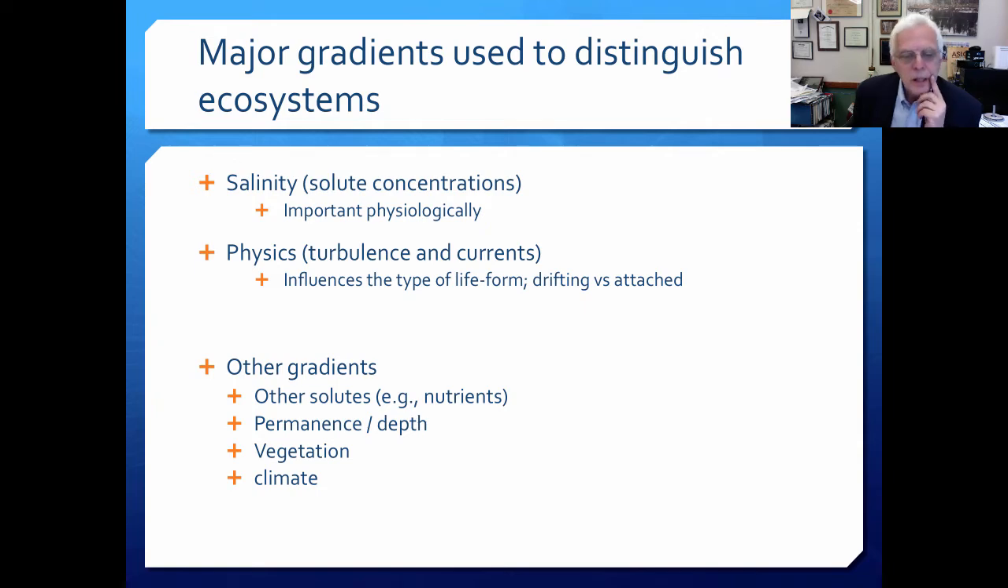The permanence and depth of a system also has a big influence on the function of a system, and the vegetation and the climate, and the list goes on. And you can hearken back basically to the variety of different factors that you saw in that previous table. We'll start, though, by looking at differences in salinity and physical forcing in aquatic systems, just to get a sense of the diversity, how systems are different and how they are similar.